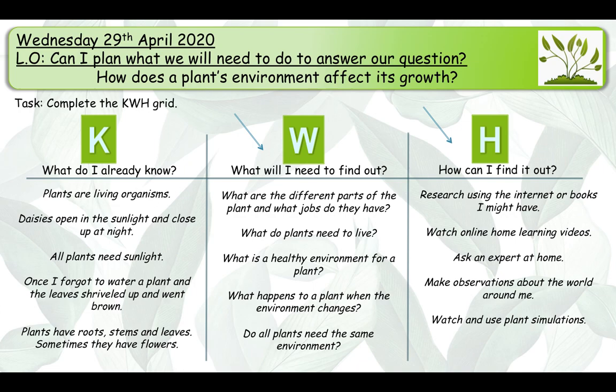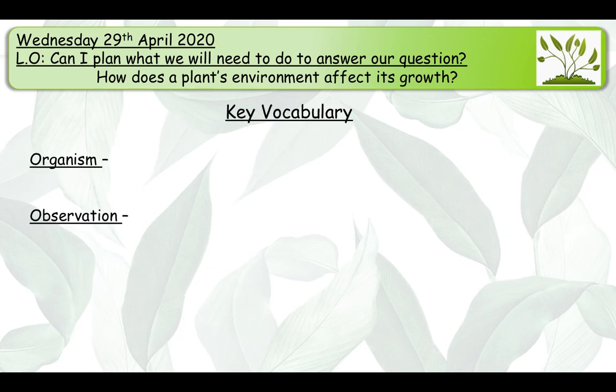Okay, the second task I'd like you to do is this. I'd like you to set up a key vocabulary page. Now you can do this using a pen and a piece of paper, or you can again do this on your Dojo journal. It would be really good if you do it on your Dojo journal because then we can keep adding to it as we go along throughout our learning journey.